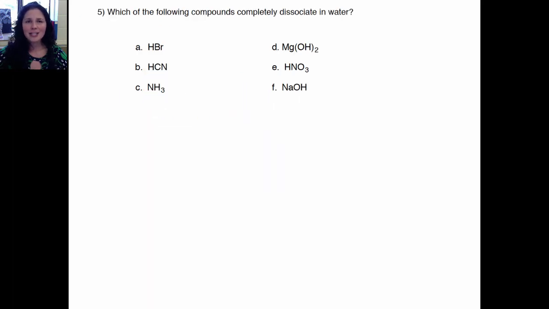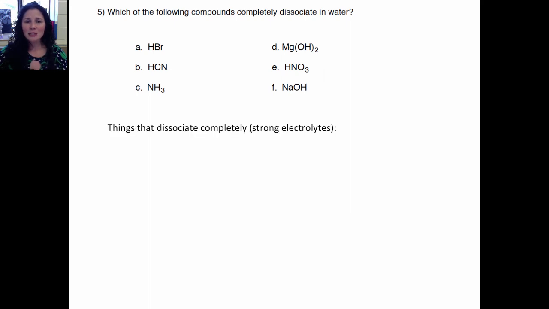In number 5, I'd like to point out that things that completely dissociate in water are ionic compounds. But now you need to add to that list strong acids and strong bases. If you don't know why, look at the very first page of your activity. Notice that it tells you that strong acids and strong bases are things that completely dissociate in water. These things are also strong electrolytes.